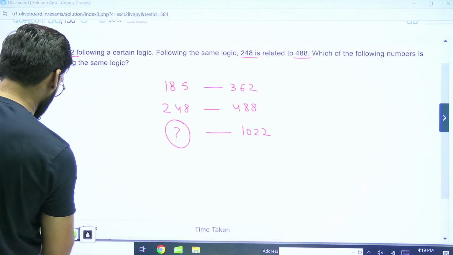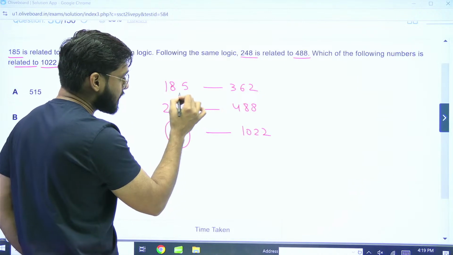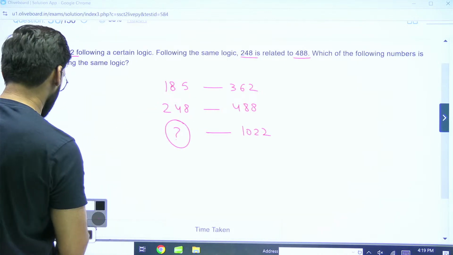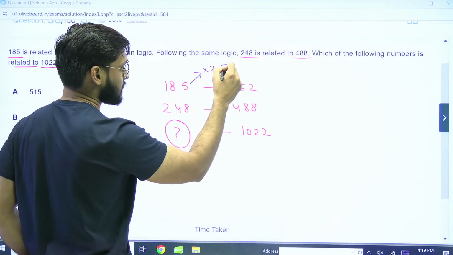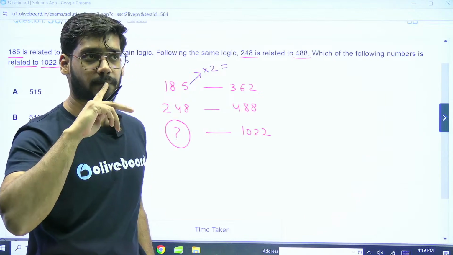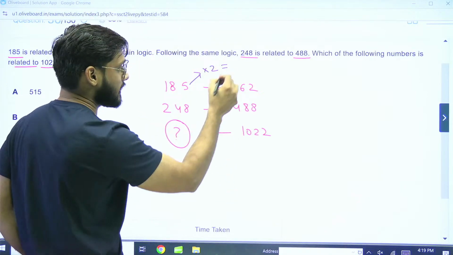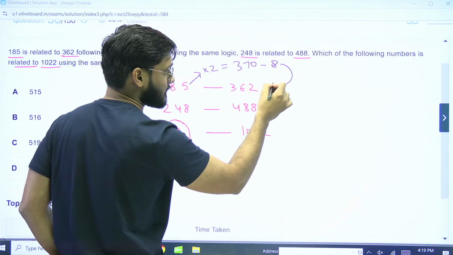What can be the right logic? Let's see. Can I say the double of 185? What is the double of 185? The double of 185: 100 double is 200 and 85 double is 170, right? So it will be 370. Minus 8, we will get 362.